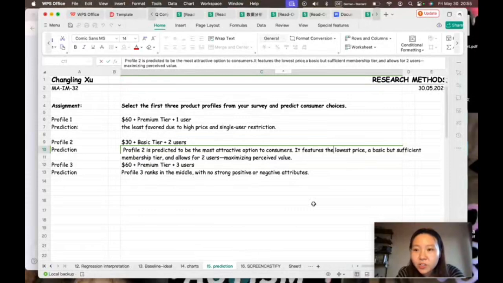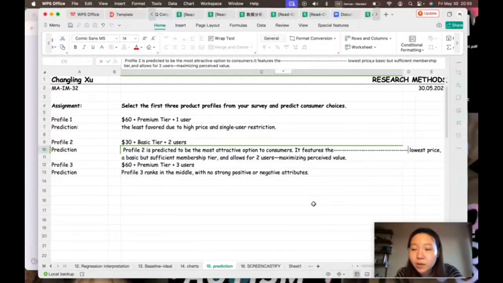The analysis shows what Costco customers truly value. If I were Costco, I would offer low-cost, shareable membership options. Yeah, so that's all.